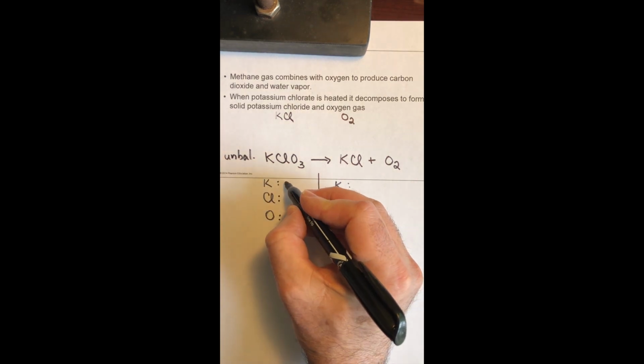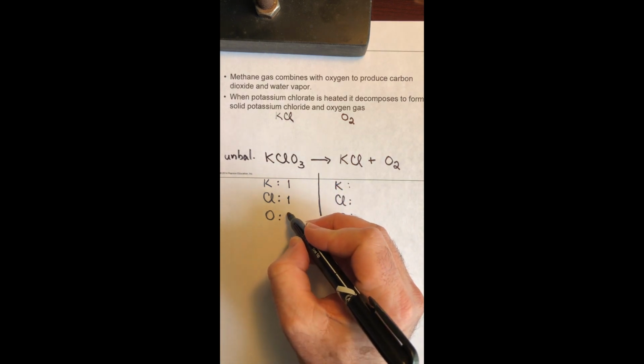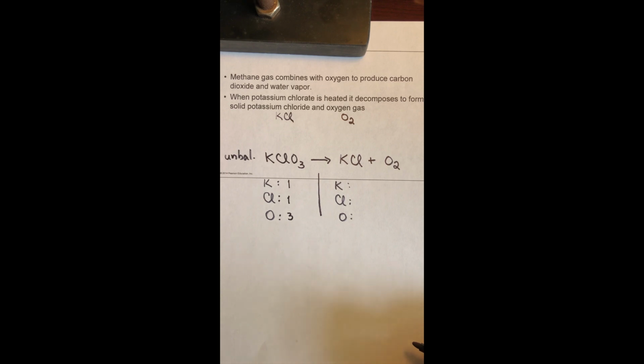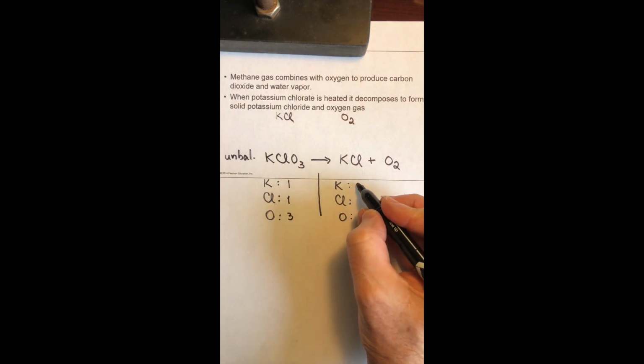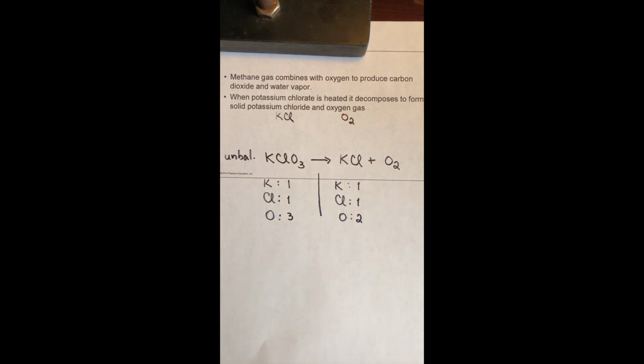Okay, on the left side, we have 1 potassium, 1 chlorine, and 3 oxygen atoms. On the right side, we also have 1 potassium and 1 chlorine, but we only have 2 oxygens. So the goal now is, how do we equalize this so that we have the same numbers? Well, here is my strategy.